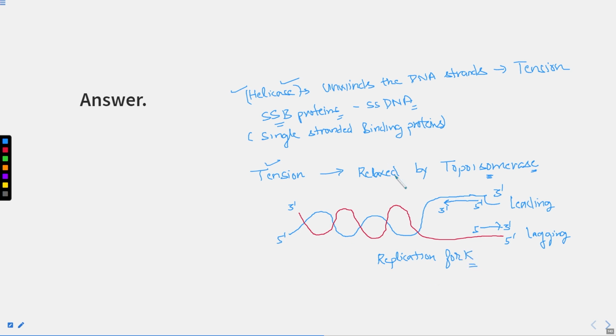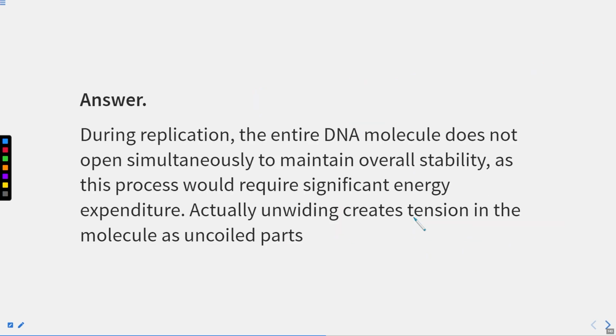Okay, this is clear. Now here, the replication fork is moving in this direction. This is the direction of movement of the replication fork. Now here, unwinding is taking place. SSB proteins come here, and then topoisomerase comes here. So here is the direction in which the replication fork is forming. This is a very rough diagram of the replication fork that is formed within the replication bubble. Alright, this is clear. Now let's have a look at the answer.